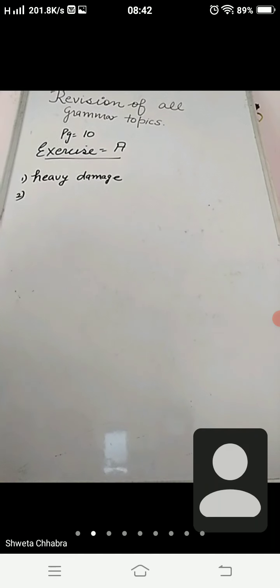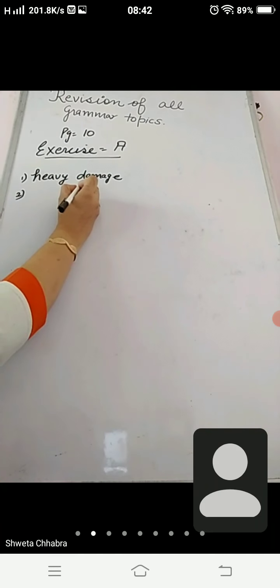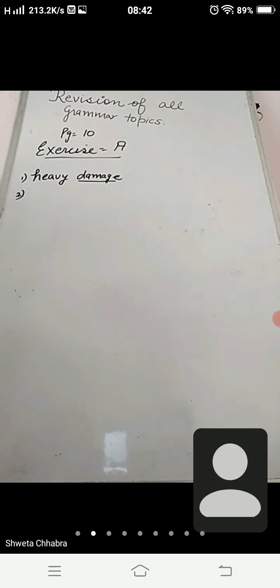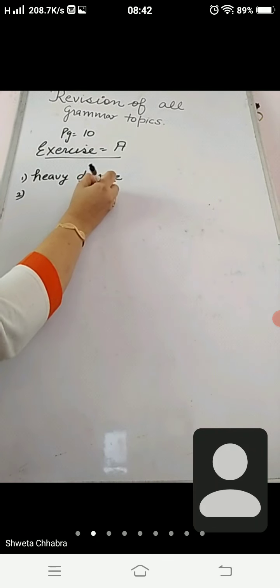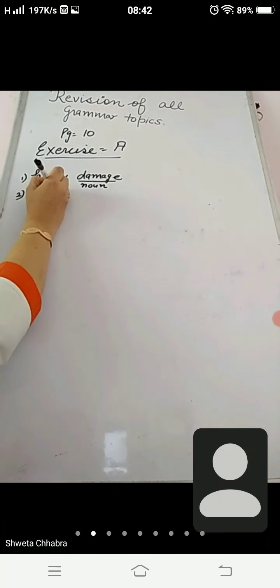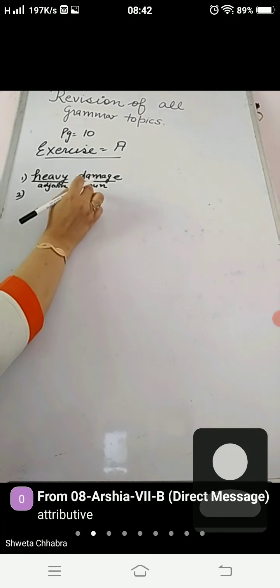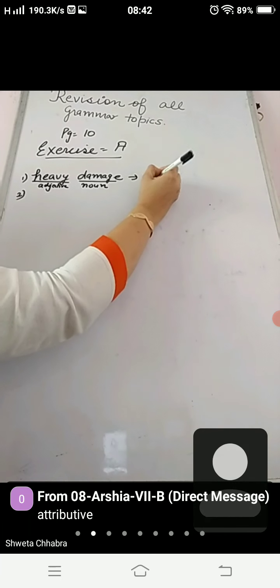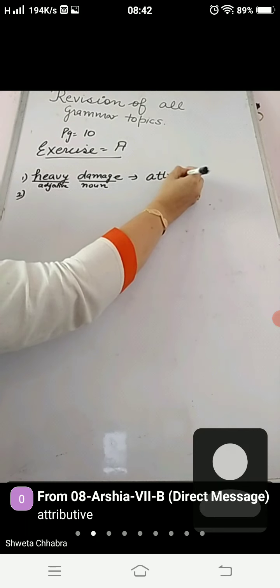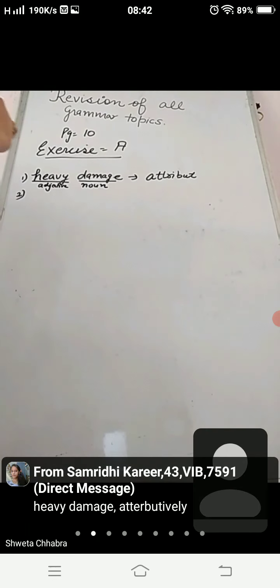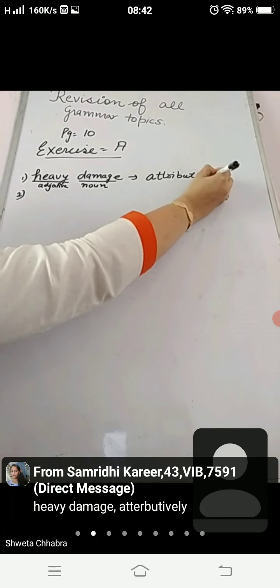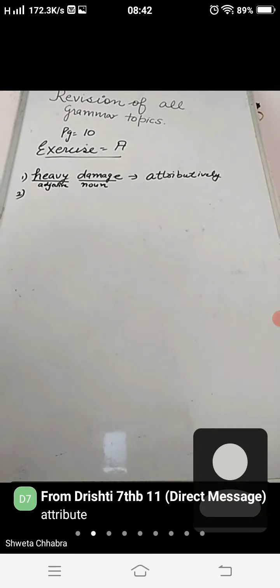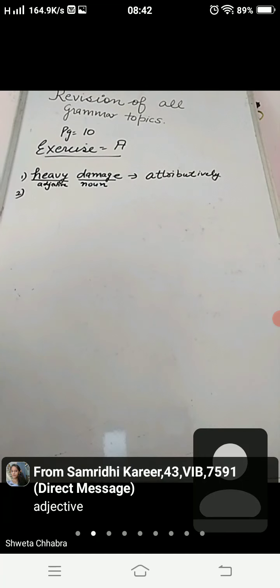I give you the first example. See, damage here is a noun. Before the noun, we have used an adjective. So whenever an adjective is used before a noun, it will be attributively. Okay. Clear? Whether they have been used predicatively or attributively, you have to pick attributively.